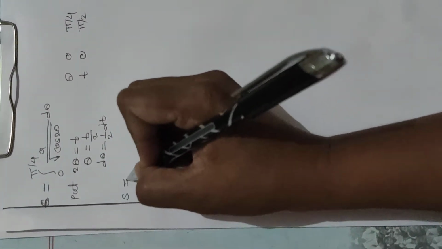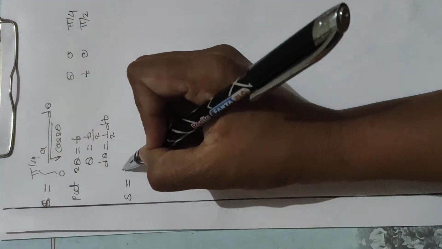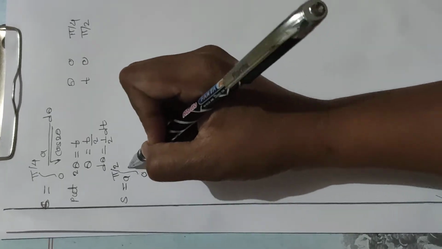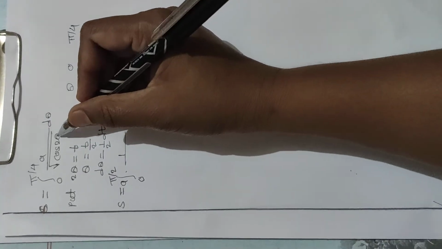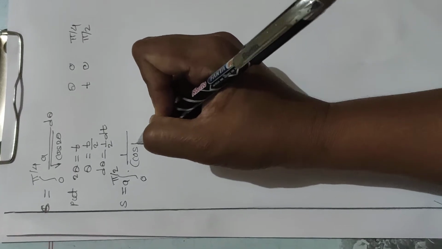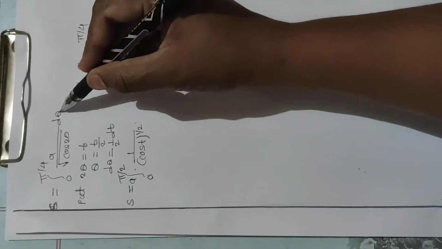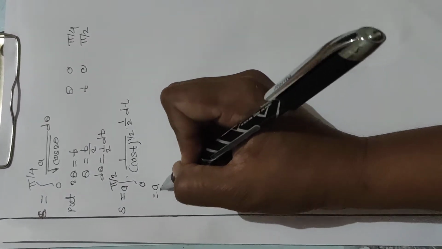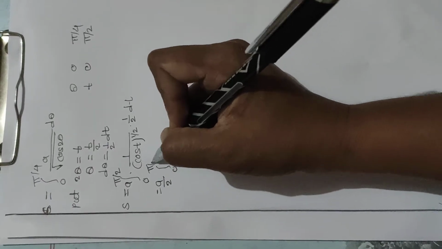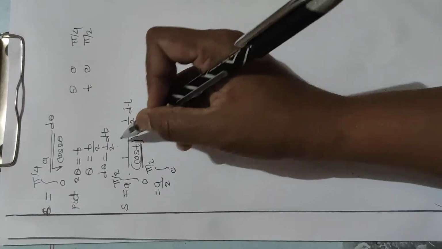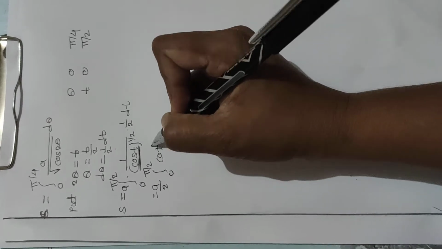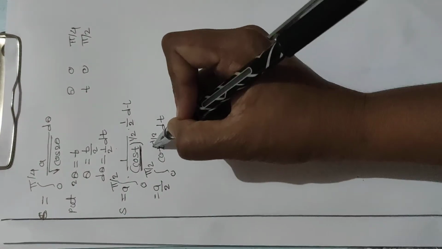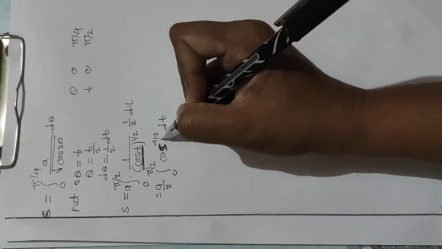So this integral can be written as, with new limits 0 to pi by 2, take a outside, and 1 upon root cos 2 theta, which is cos t raised to half, and the value of d theta is 1/2 dt. So this 1/2 is also taken outside. So a by 2 integral 0 to pi by 2. We write this term in the numerator, so this becomes cos t raised to -1/2 dt. Sorry, this can be written as cos raised to -1/2 t.